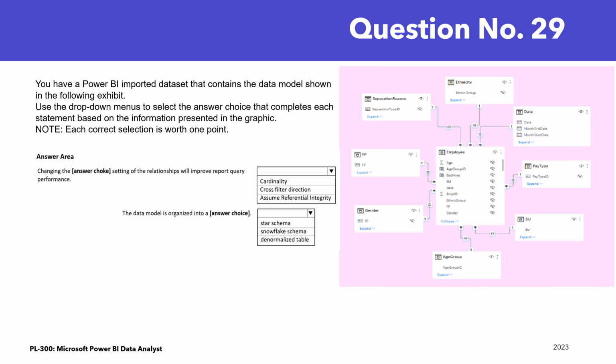You have a Power BI imported dataset that contains the data model shown in the following exhibit. Use the drop-down menus to select the answer choice that completes each statement based on the information presented in the graphic. Changing the assume referential integrity setting of the relationships will improve report query performance.